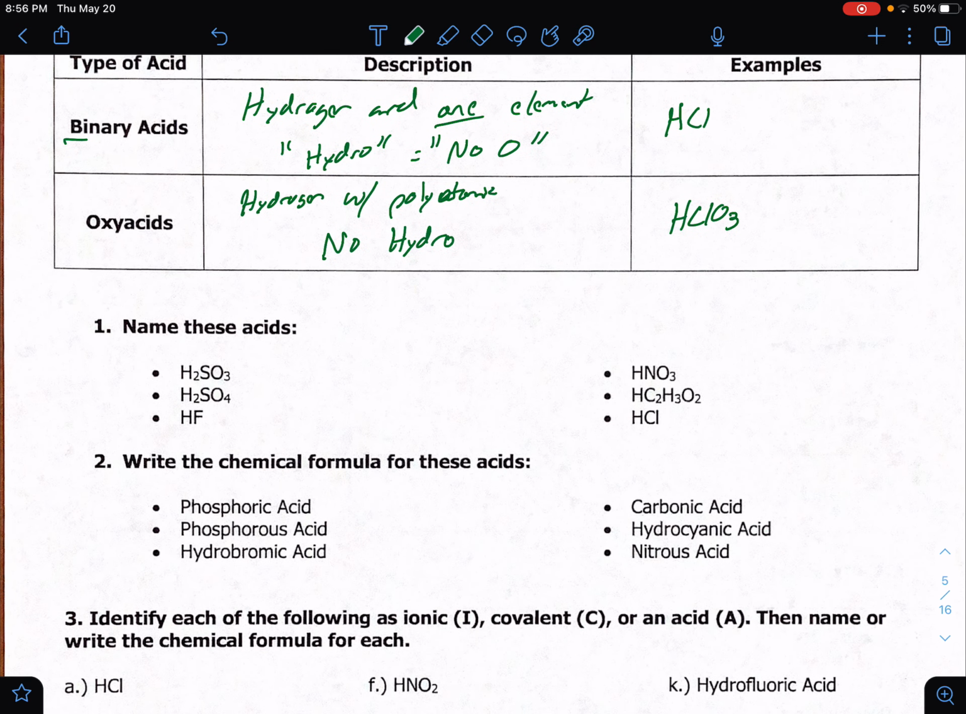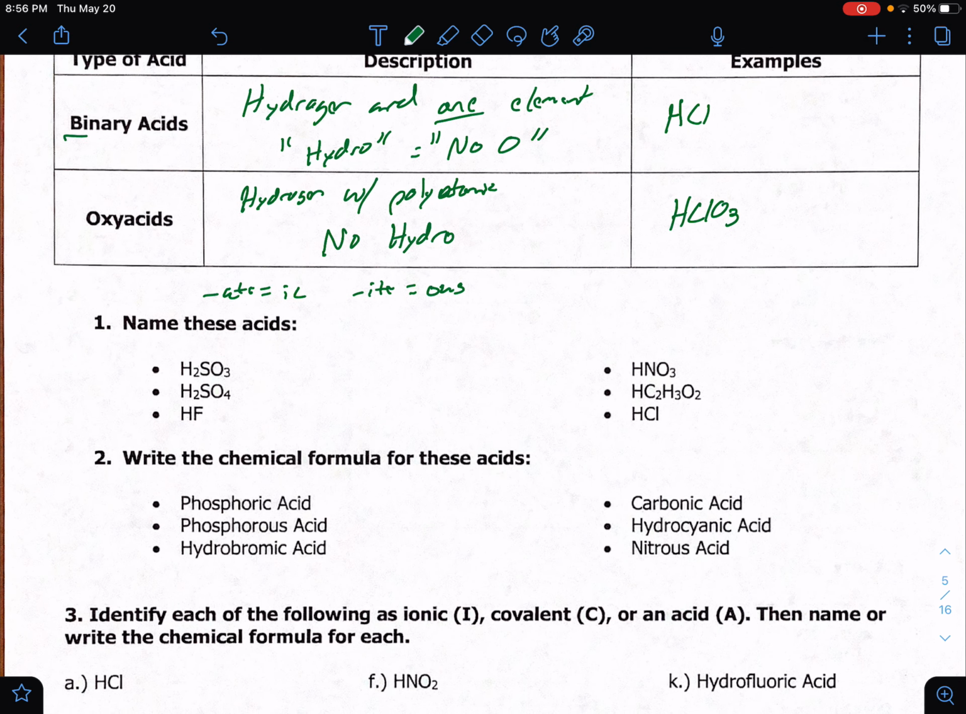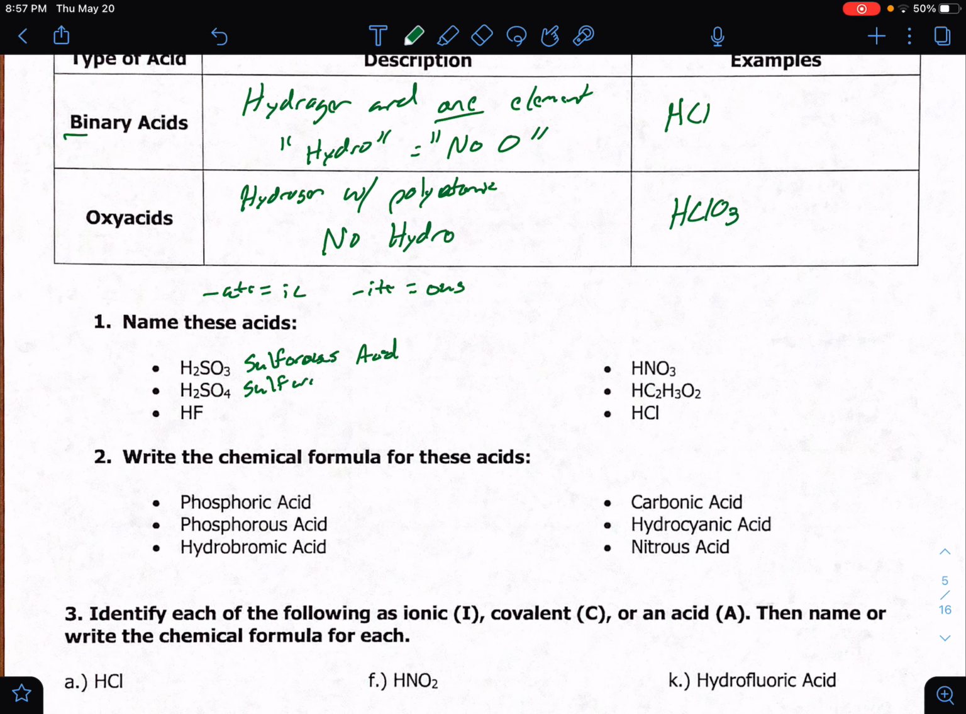So H2SO3. One thing you need to remember is when you're dealing with polyatomics, if it ends in ate, your acid will end in ic. If it ends in ite, your acid will end in ous. Okay, so H2SO3. I see oxygens, so I'm not going to use hydro. And that is actually sulfite, so this would be sulfurous acid. H2SO4, so now we're doing a sulfate. So now this would be sulfuric acid.